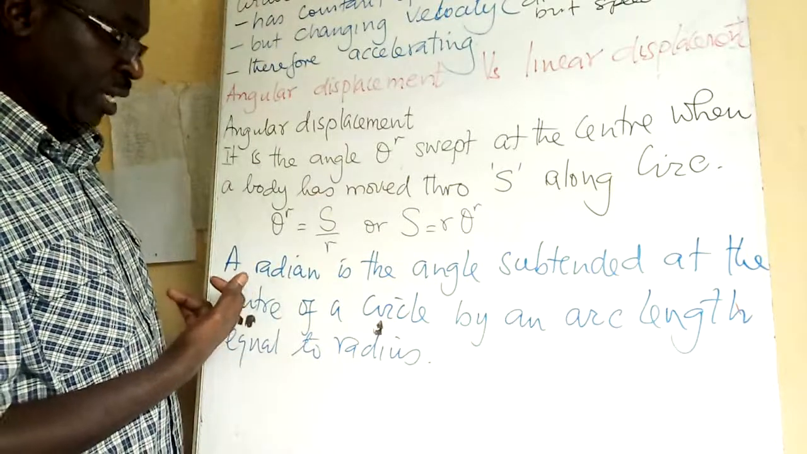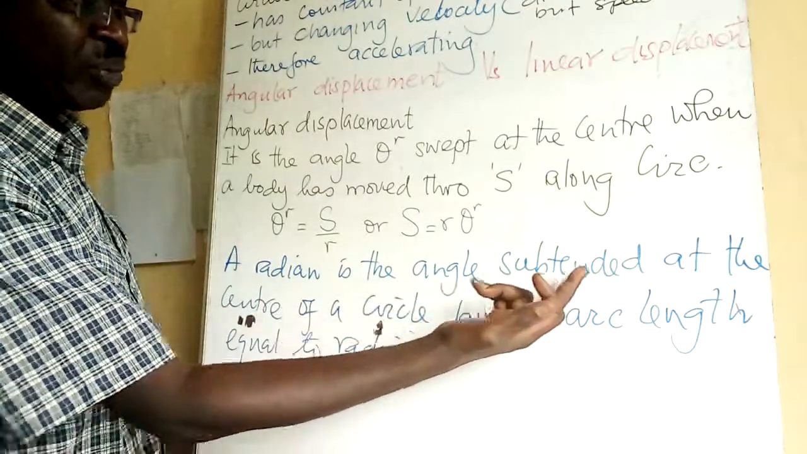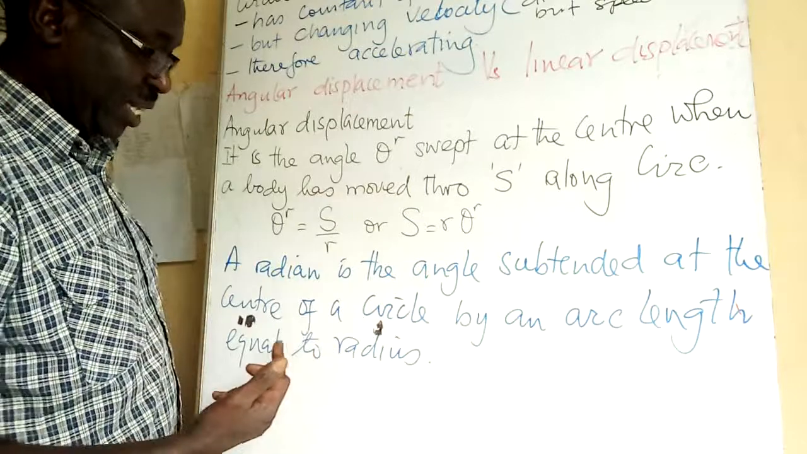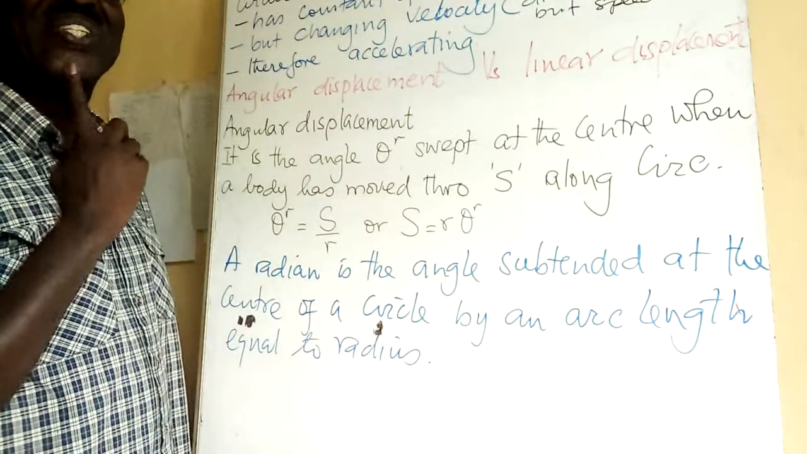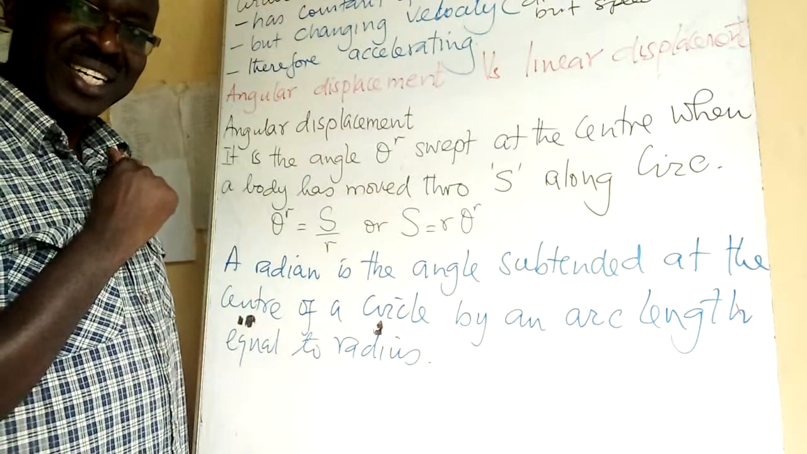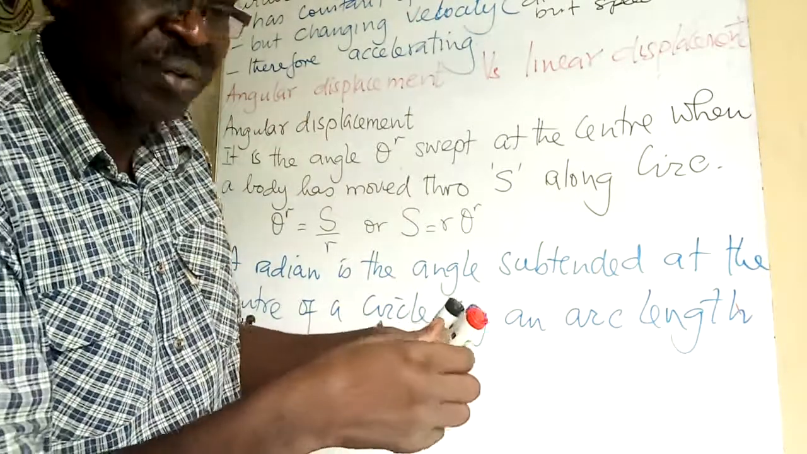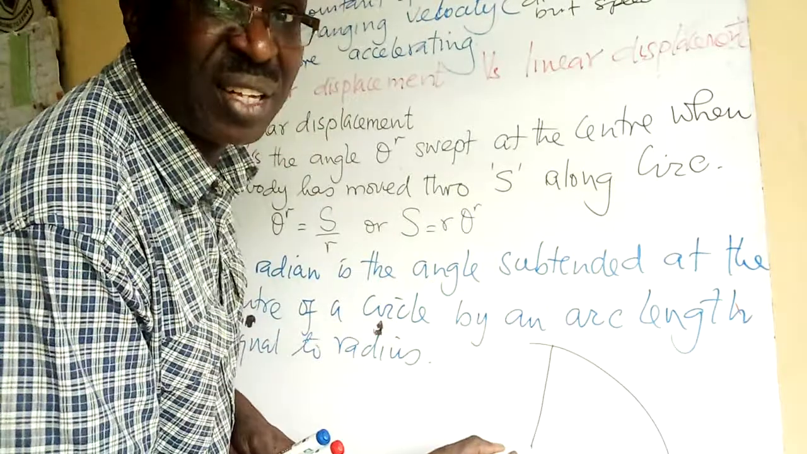What is a radian? A radian is the angle subtended at the center of a circle by an arc length equal to the radius. Get that? So if here, and then I have that.